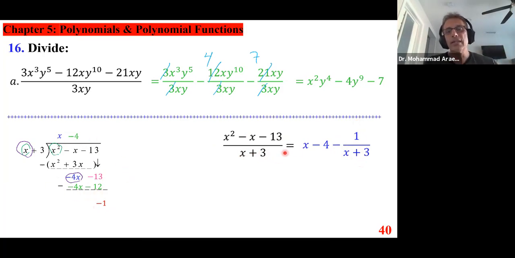And finally, the second method is to say the numerator is the product of x plus 3, the divisor, and x minus 4, the quotient. And we add the remainder, including its sign, which means we subtract 1. So x squared minus x minus 13 is x plus 3 times x minus 4 in any order, and add the remainder, which is negative 1.